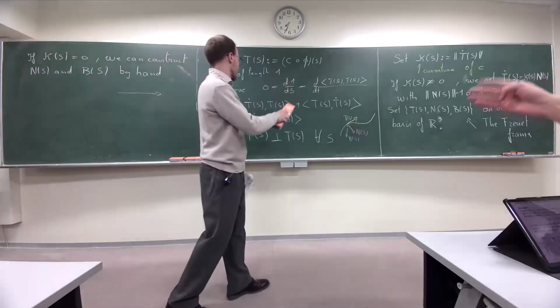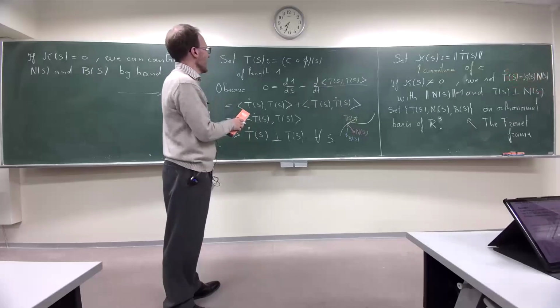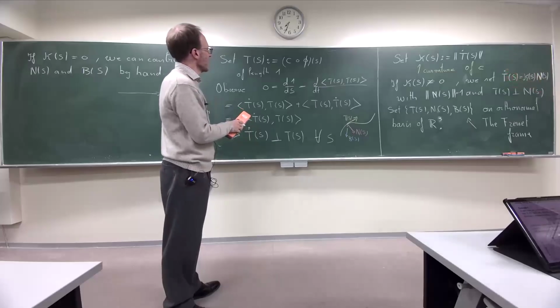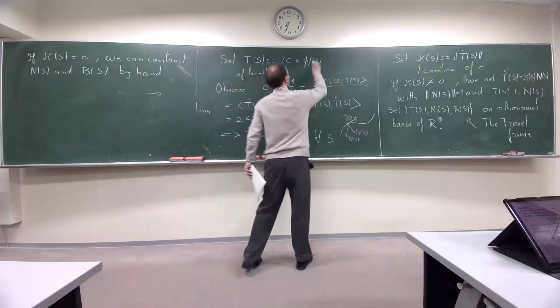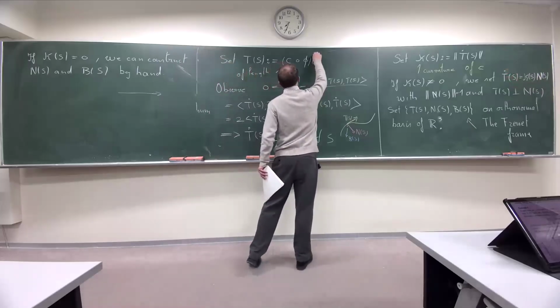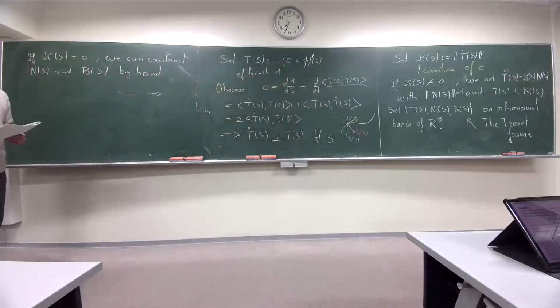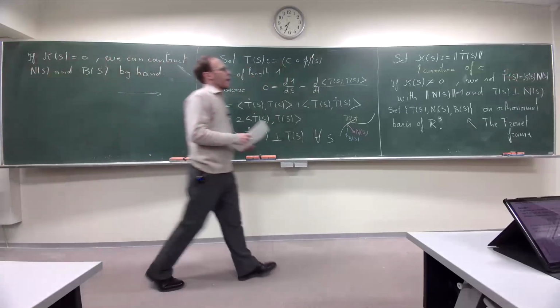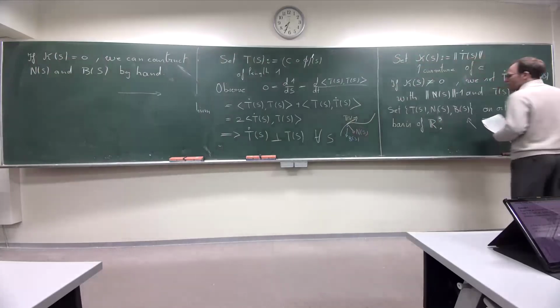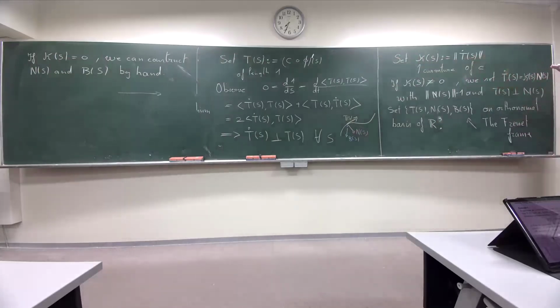Middle board, second line: set T of S is a tangent vector. Yes, thank you. Now, don't worry about the case kappa of S is 0. You simply have to choose something, while if kappa of S is not 0, the choice is automatic.